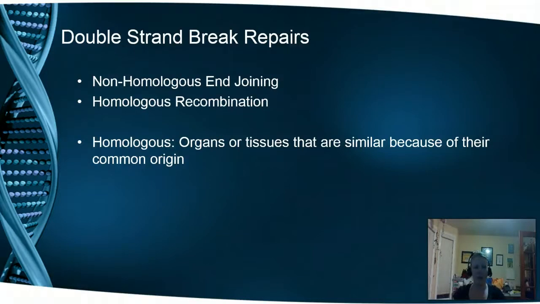Before we move on, we need to do a vocab check, just to make sure you're understanding homologous. The definition of homologous is organs or tissues that are similar because of their common origin. So when we talk about homologous recombination, we're talking about chromosomes that may not have the exact same genetic sequence, but are very similar in genetic information. So it's the difference between chromosome 1A and chromosome 1B. They're homologous because they're similar, but they're not necessarily identical. So just make sure you understand what we're talking about when we get to that.